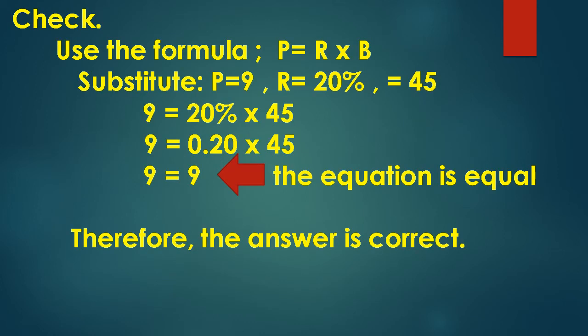Check. It's equal to R times B. And so 9 is equal to 20% times 45. Changing 20% to decimal, 9 is equal to 20 hundredths times 45. The answer is 9. So the equation is equal. Therefore, the answer is correct.